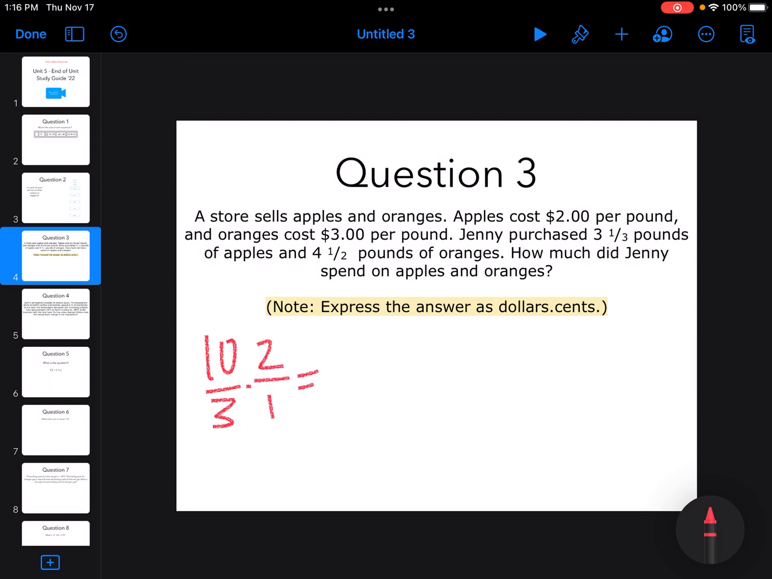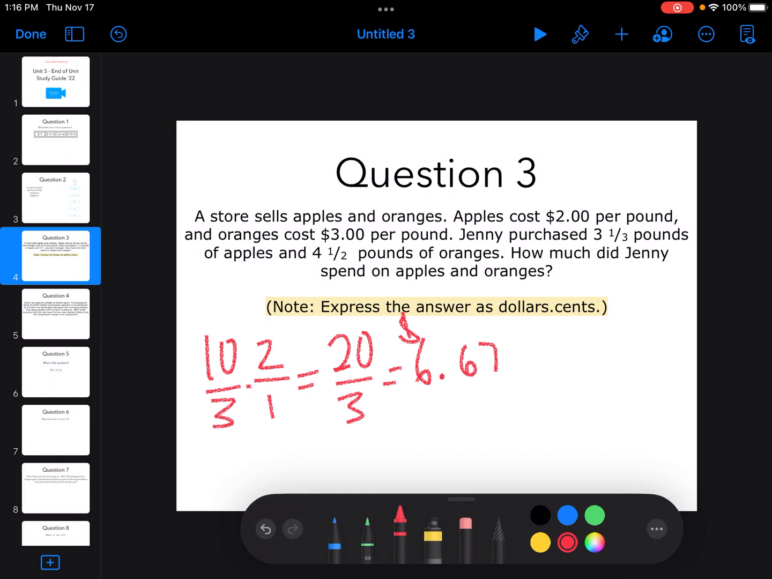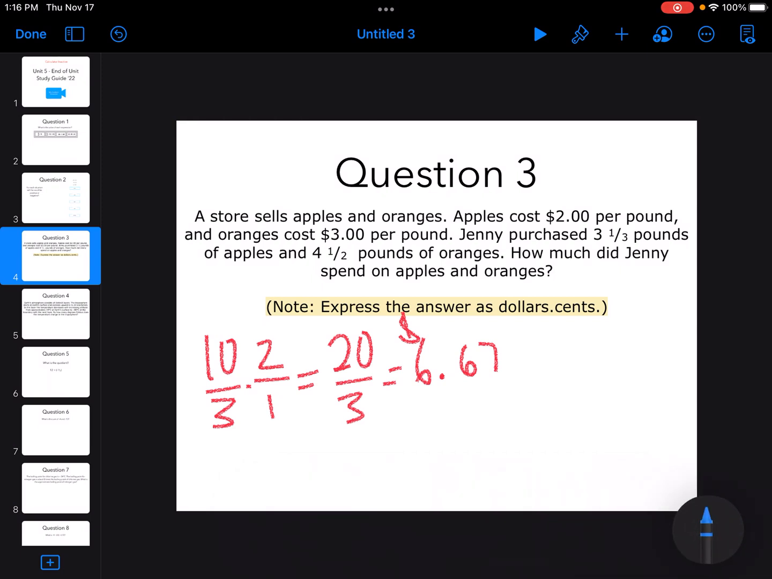So I have 20/3, so I have to do that in money. So 3 goes into 20 6 times with 2/3 left over, so that would be 67 cents, and that's the apples. So then I'm going to do the oranges. So 4 1/2, 4 times 2 is 8, plus 1 is 9. So 9/2 times $3 per pound, so 3/1. So I get 27/2. So 2 goes into 27 13 times with 50 cents left over. So then I'm going to add it together.